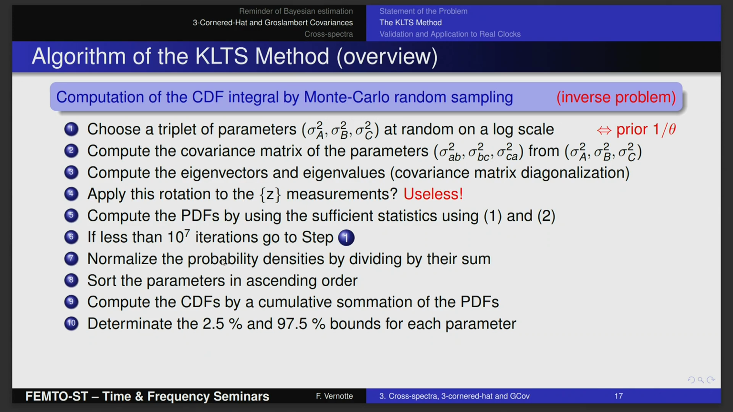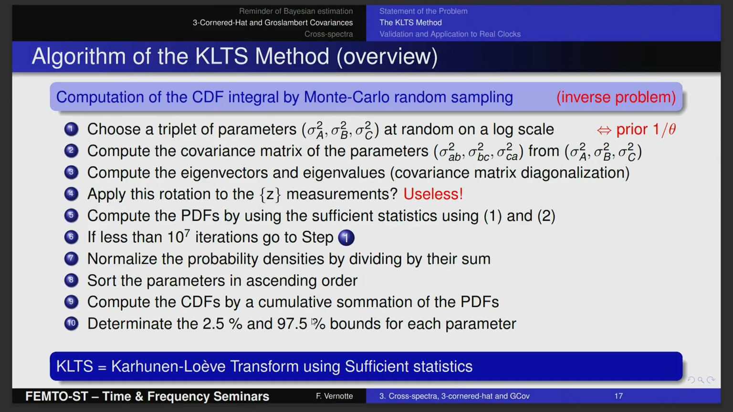You sort the parameters in ascending order because you remember that they have been drawn randomly, so they are in any order. After that you are able to compute the CDF, the cumulative density function, by making this cumulative sum. It means you use the cumsum instruction of MATLAB, for instance, or Octave, but this sort of instruction is generally available in any language. And once you get the CDF, you search for which argument of the CDF you will get 2.5%, for instance, or 97.5%. It will give you the bounds of your uncertainty domain. So the name is KLTS because it stands for Karhunen-Loeve Transform using Sufficient statistics.